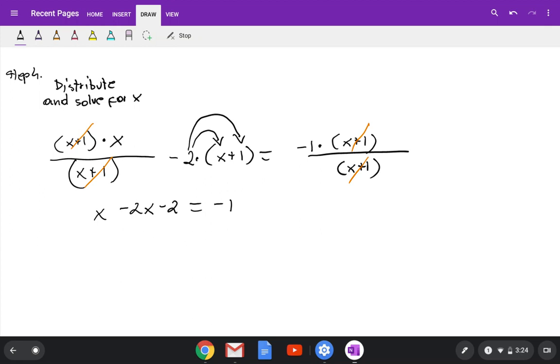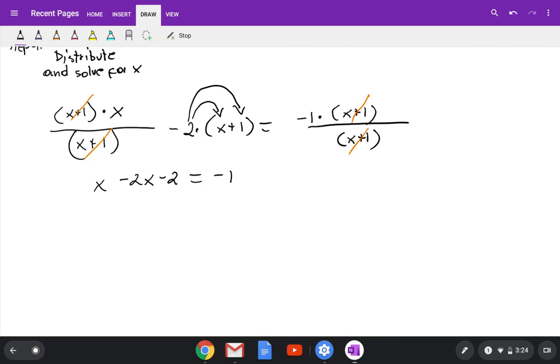And now we have a nice equation without fractions to solve. So x minus 2x will give us negative x minus 2. It's equal to negative 1. We're going to add 2 to both sides, and we end up with negative x equal to 1, and divide each by negative 1. So x is equal to negative 1. That's our answer.